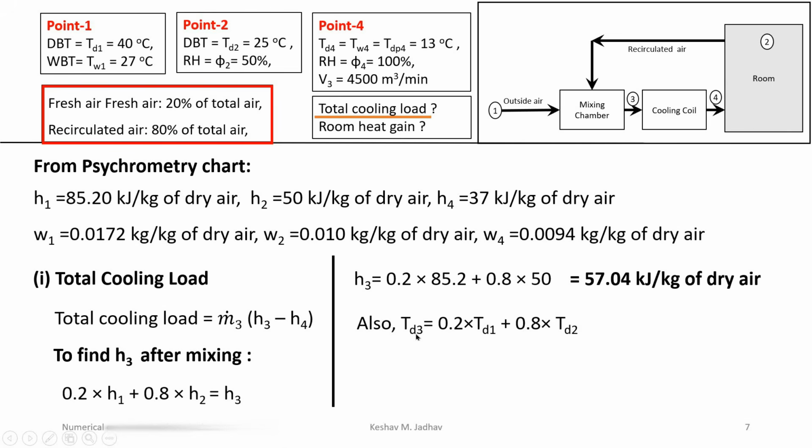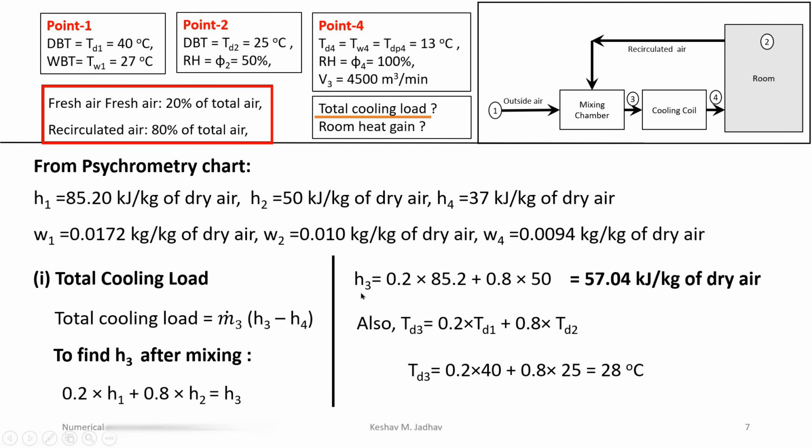Similar to this, we can find the temperature at point 3. So TD3 is equal to 20% of fresh air temperature, TD1, plus 80% of recirculated air, so 0.8 times the temperature of the recirculated air, TD2. From this we can calculate the temperature at point 3, after mixing, which is equal to 28 degrees Celsius. Now to find the mass flow rate of air, we need the specific volume or density at point 3.